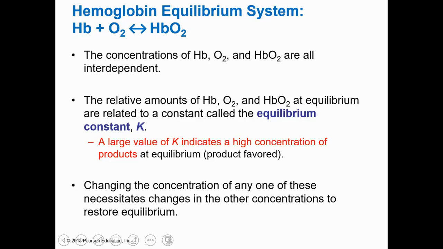We will be talking about the equilibrium constant a lot. So just note for this one, it's a capital K. All right, and then a large value K just means that we've got a high concentration of products. So that means there's going to be more products than reactants.